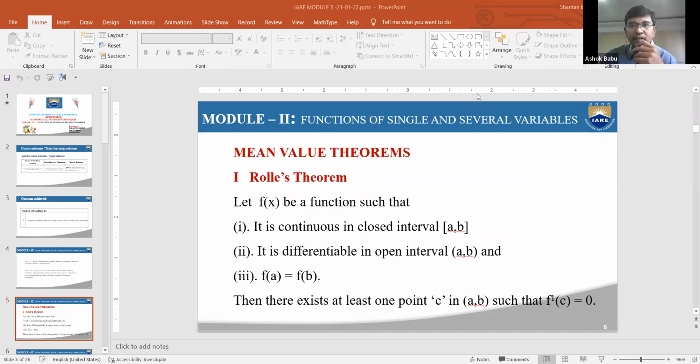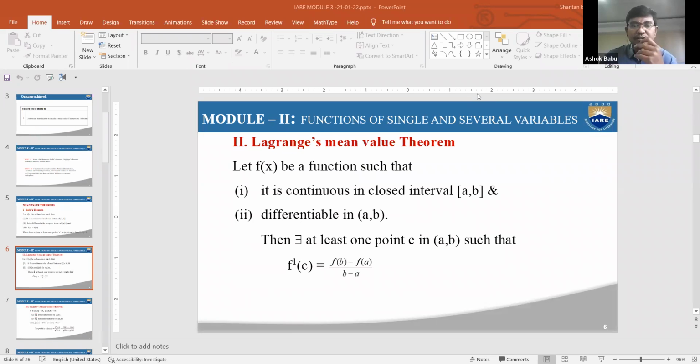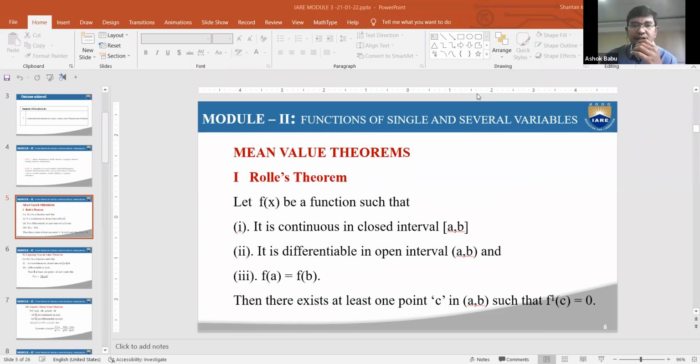See, recall the first mean value theorem, that is Rolle's theorem. And once again recall both the two theorems, because the last theorem is Cauchy's mean value theorem. The first theorem is Rolle's theorem: f of x is a continuous function in the closed interval a comma b, and it is a differentiable function in the open interval a comma b, and f of a is equal to f of b. If these three conditions are satisfied, then there exists c belongs to a comma b such that f dash of c is equal to 0.